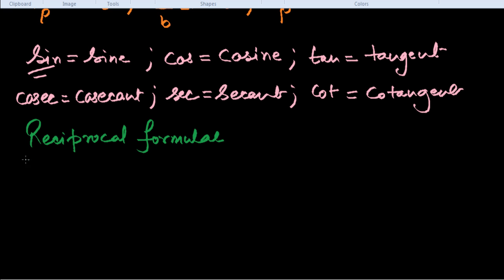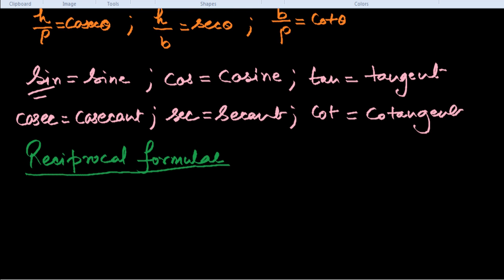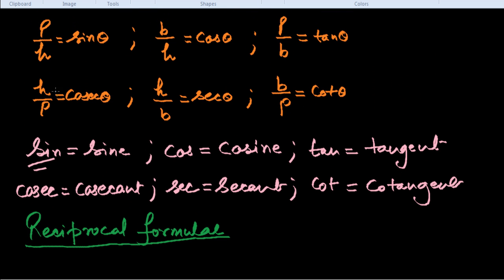Reciprocal formulae we see here. We know that, take a look at this. It is P over H, it is H over P. So the reciprocal of sin theta is cosec theta. Here you see B over H and H over B, both are the reciprocal of each other. So the reciprocal of cos theta is sec theta. Here you see P over B and B over P, both are the reciprocal of each other. So the reciprocal of tan theta is cot theta.